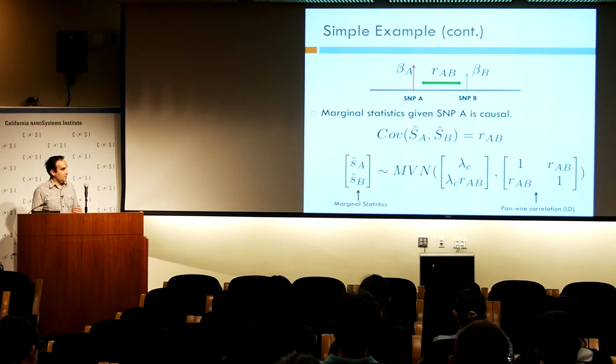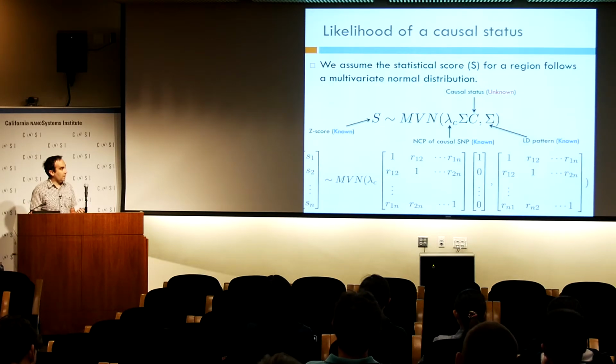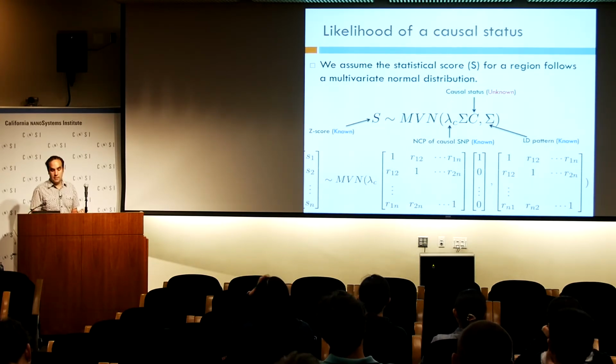Essentially, you could imagine that the results of the association study, and I'm going fast here, will follow a multivariate normal distribution with a mean that depends on the causal statuses, and a variance-covariance that corresponds to the correlation matrix.